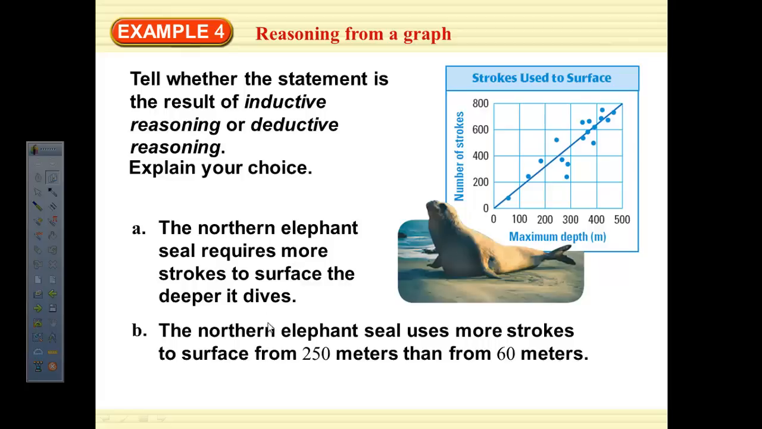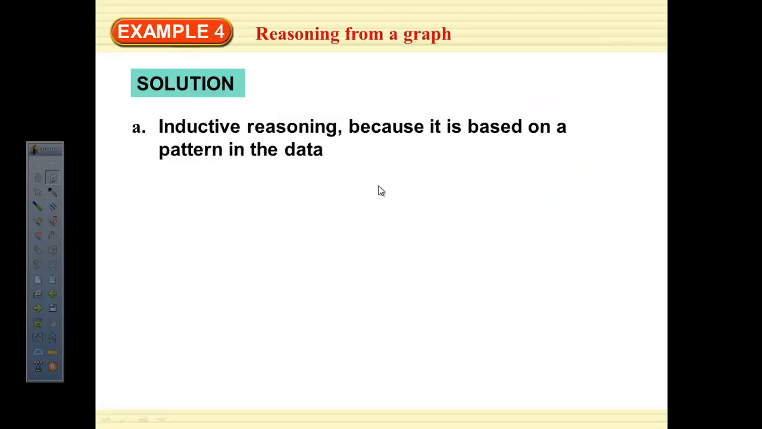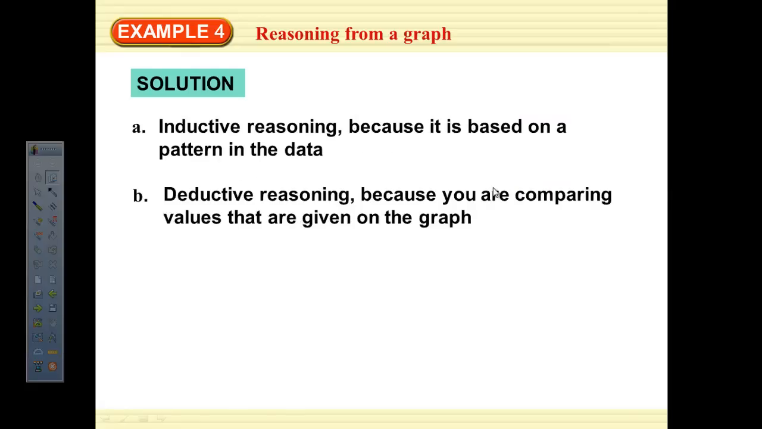For the second one, it says the northern elephant seal uses more strokes to surface from 250 to 60. Well, if we look at 60, that's right about here. Not many strokes. At 250, it looks like it's a lot more strokes. So we're using specific data, and we're proving something's true all the time. So this would be deductive reasoning. And again, inductive reasoning for the first one because it's based on a pattern, and deductive because we're looking at actual values rather than a pattern.